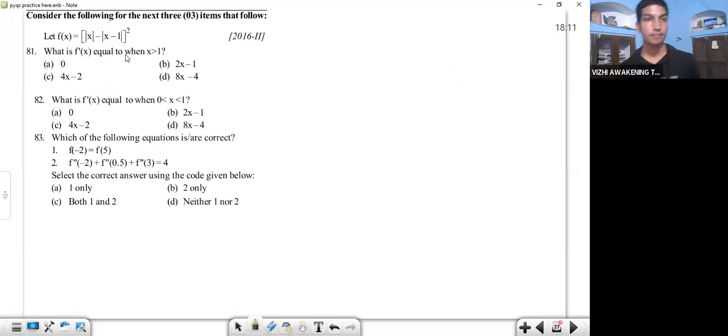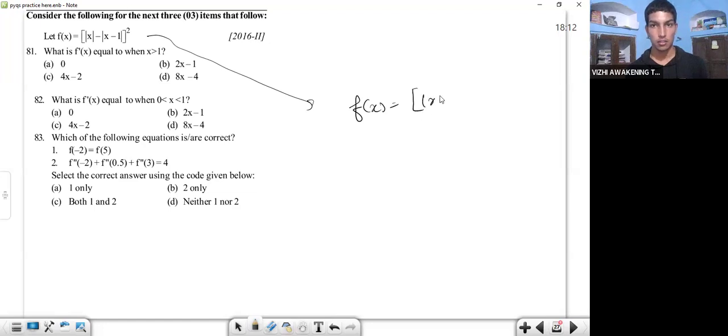Next question. Consider the following for the next 3 items that follow. We have this function as given. So f of x is modulus of x minus 1 whole square.